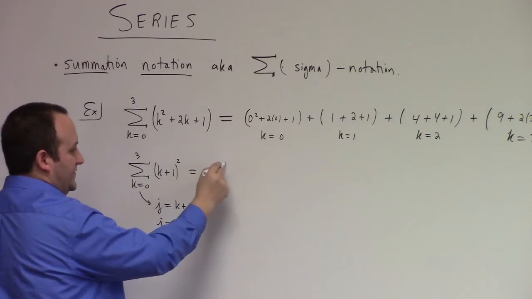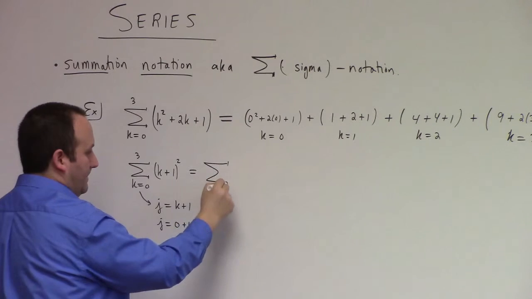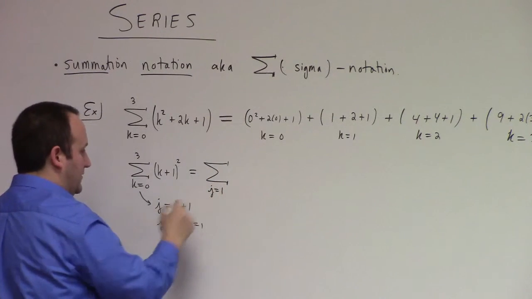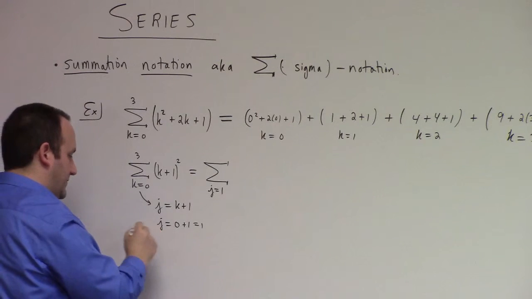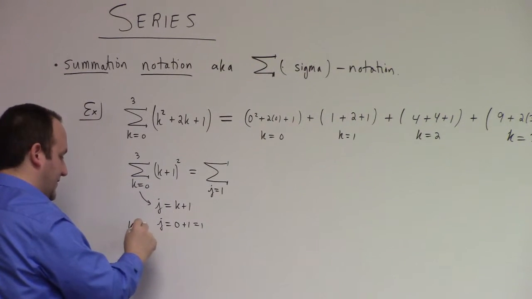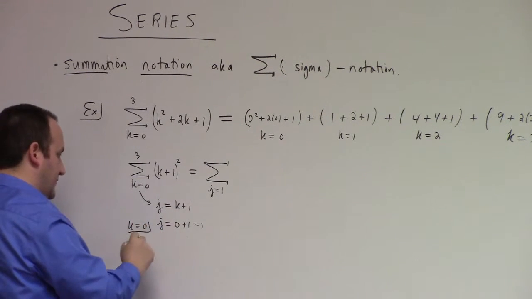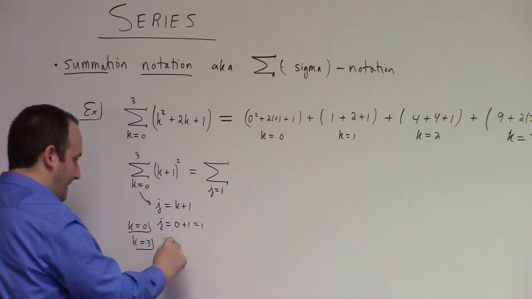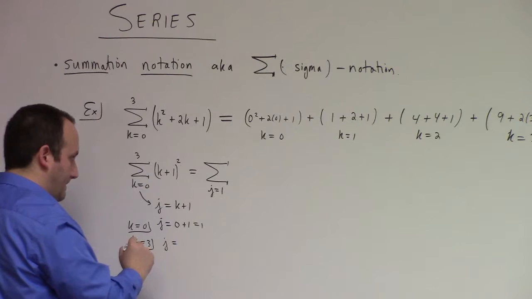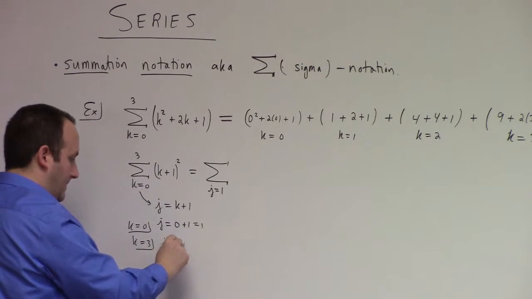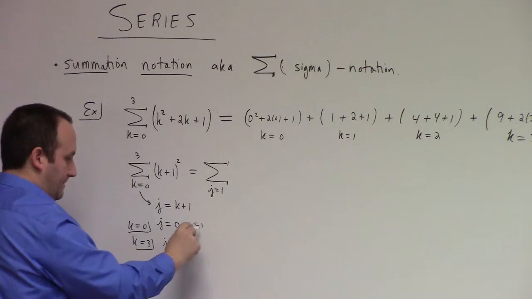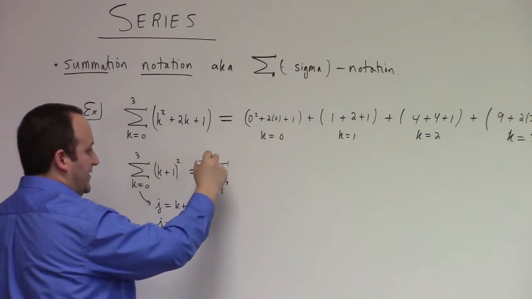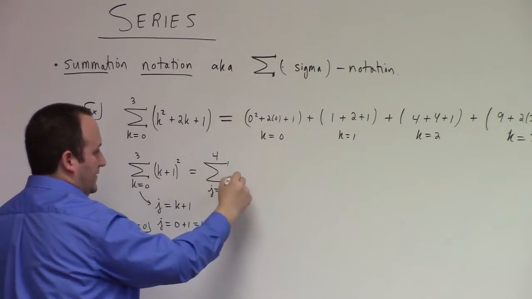So if I change notation here, this is really the sum j equals 1. And k equal to 0 gives me j equal to 1. k equal to 3 gives me j equal to what? 4, right? So I could also look at this as the sum j equals 1 to 4 of j squared.